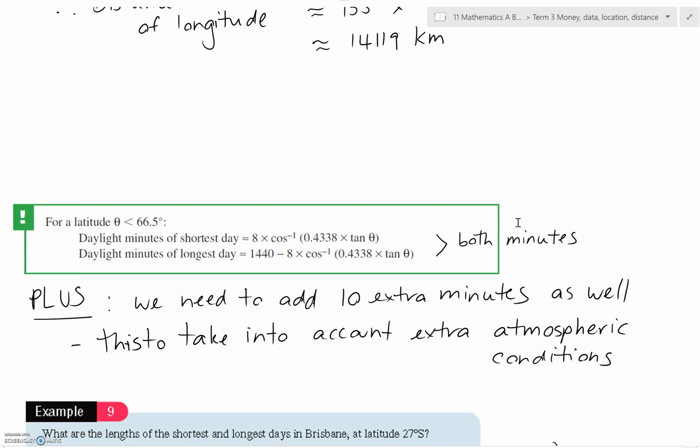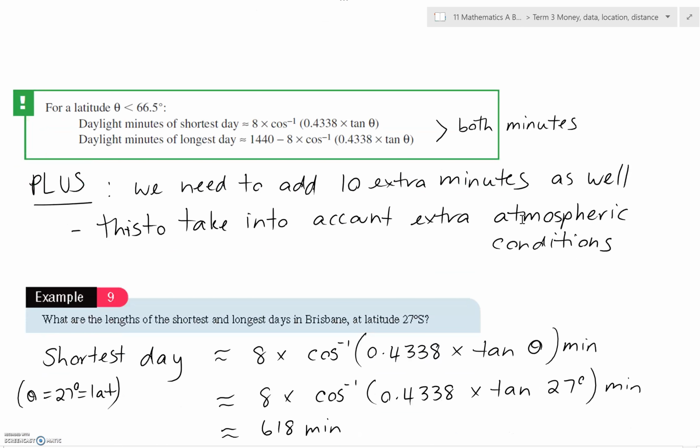All right, well, today's topic is days and their lengths. And again, we've got some formulas you need to learn. So for a place where the latitude is less than 66.5 degrees, these are the formulas you use. Now, we're not going to be finding length of days for places that don't fall into this category. So that's all you need to worry about. First of all, determine if the latitude is within that range, and if it is, use these formulas.